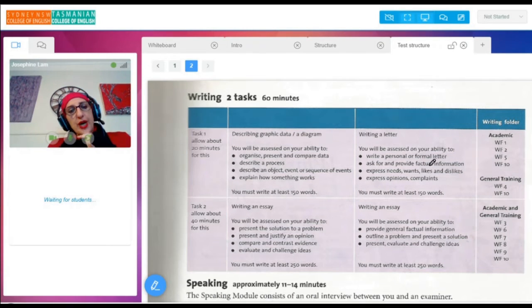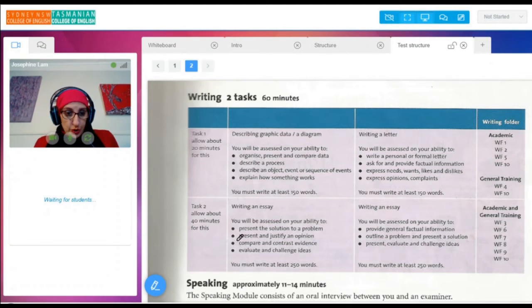With the general training module, task number 1 is writing a letter. You will be assessed on your ability to write a personal or formal letter, ask for and provide factual information, express needs, wants, likes, and dislikes, express opinions and complaints. You must write at least 150 words, and yes, they do count the words.